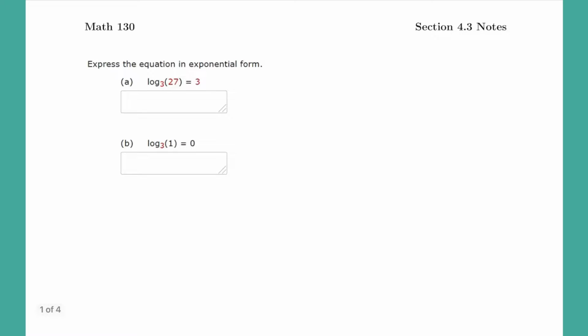Hello class, this is section 4.3, logarithms. So let's jump right into it. Express this equation in exponential form.